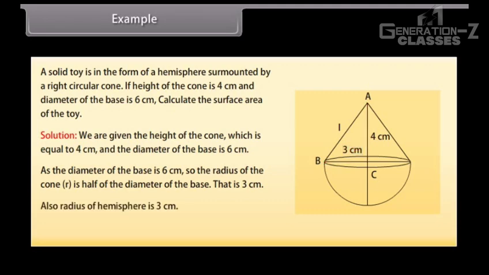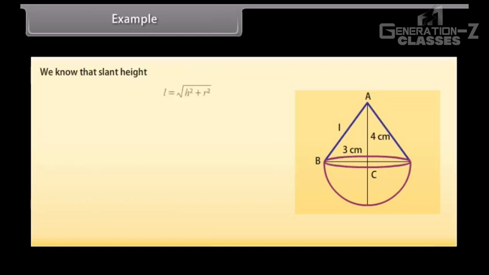Now to find the surface area of the toy, we need to find the curved surface area of the cone and curved surface area of the hemisphere. The curved surface area of the cone is equal to pi r l. So now we have to find the value of l, slant height. We know that slant height l is equal to the square root of h square plus r square, which equals the square root of 4 square plus 3 square, equal to the square root of 16 plus 9, equal to square root of 25, equals 5 cm.